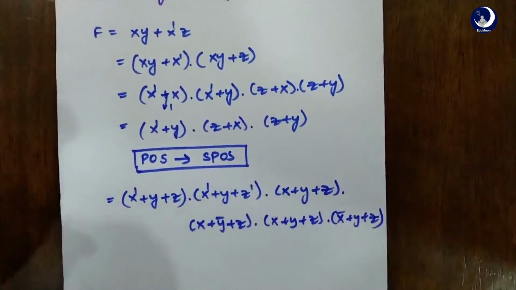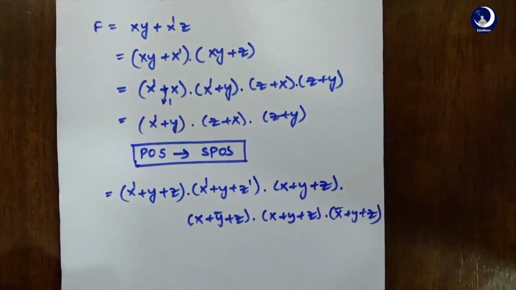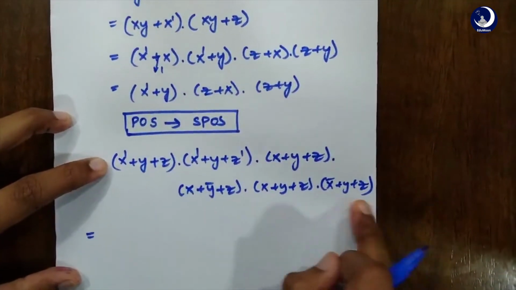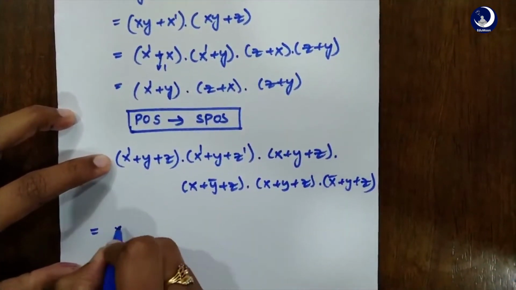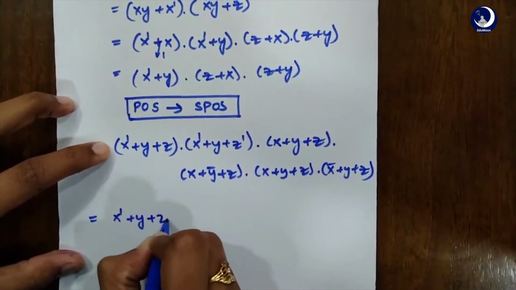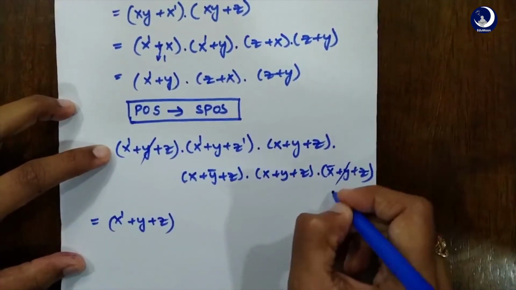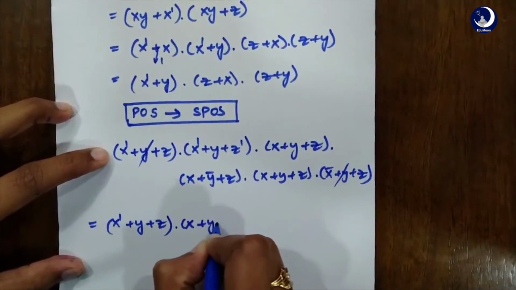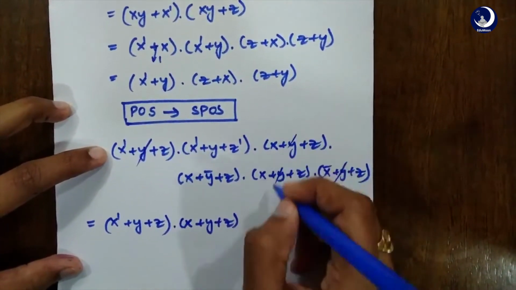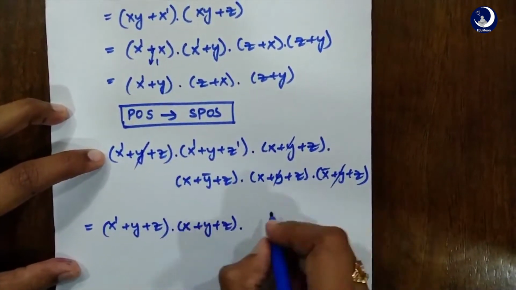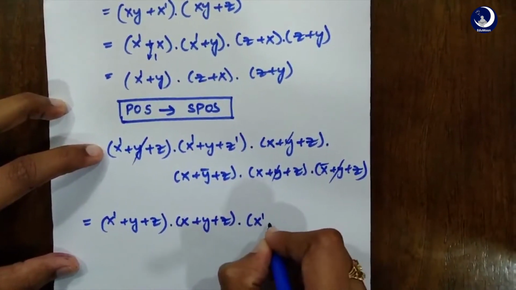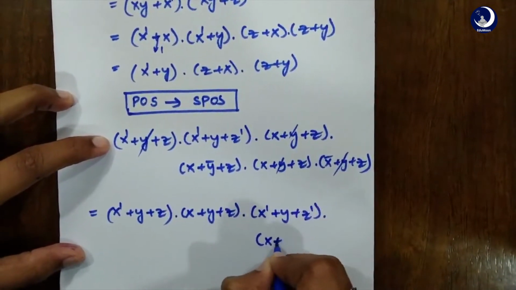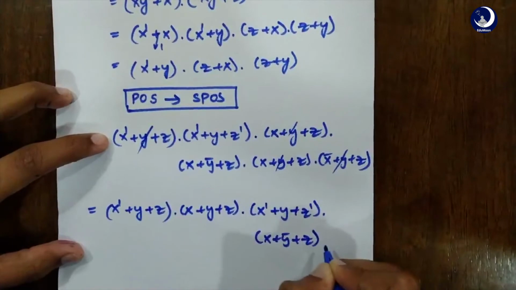Now can you find any common terms in all this equation? Yes, we can find a few terms. This one and this one is repeated, so just write it only once: x bar plus y plus z. Now I'm just cancelling these two, and in these two also it is repeated, so x plus y plus z, so I'll just cancel them. Now these two are unique terms, so just drop them down: (x bar plus y plus z bar) dot (x plus y bar plus z).